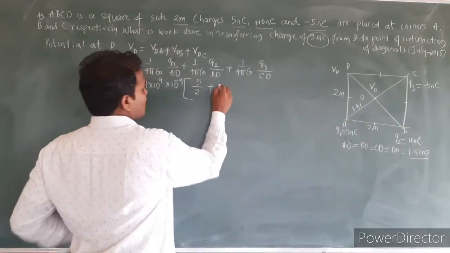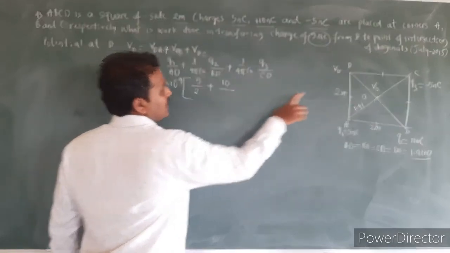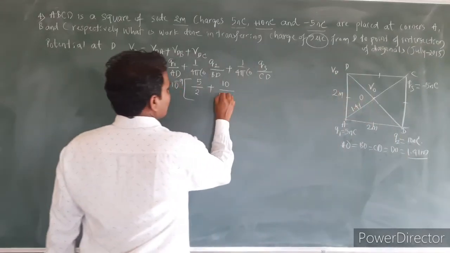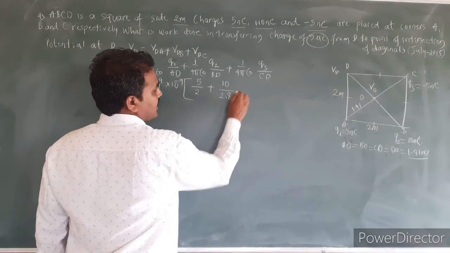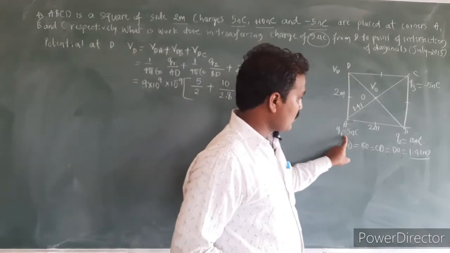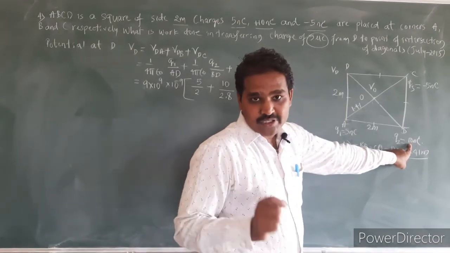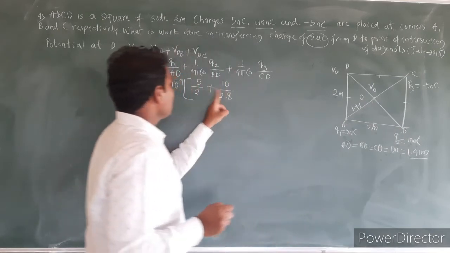So nano I have taken outside, so here I have only 10. And what is this distance? This is 2.8. And this source charge is positive. This source charge is also positive. Hence my potentials are also positive.